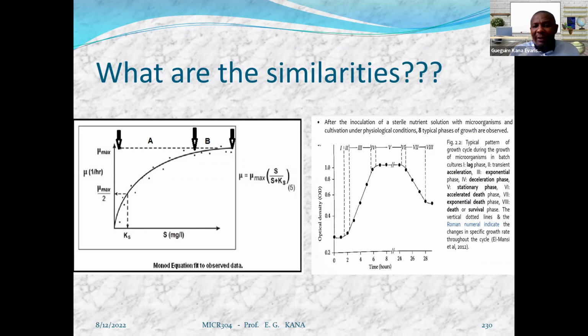Okay, your mu max here is called the maximum specific growth rate, and that corresponds to the B region here. And that's where cells are growing at the mu max. That is, the B region, like your colleague has said, corresponds to the exponential phase of growth in the microbial growth curve. Please don't ever forget that.